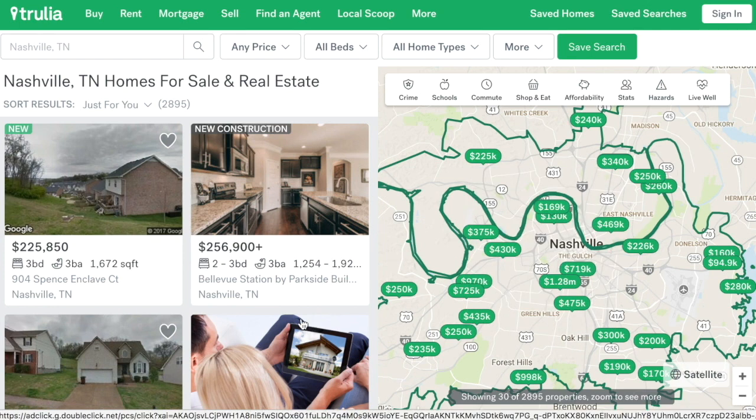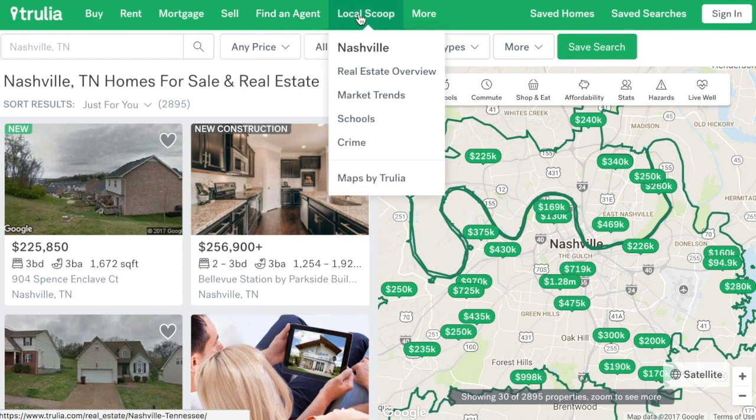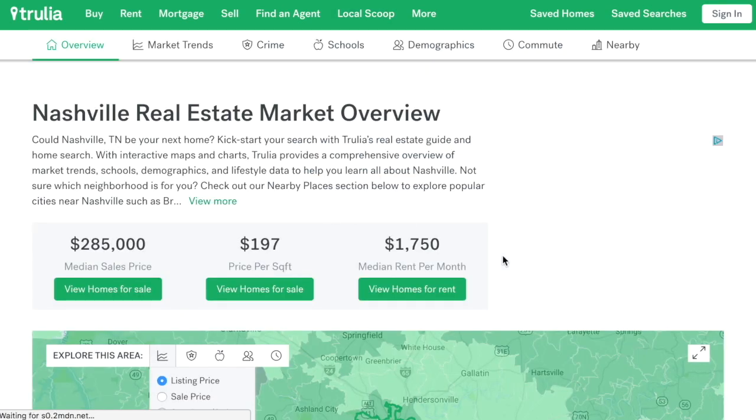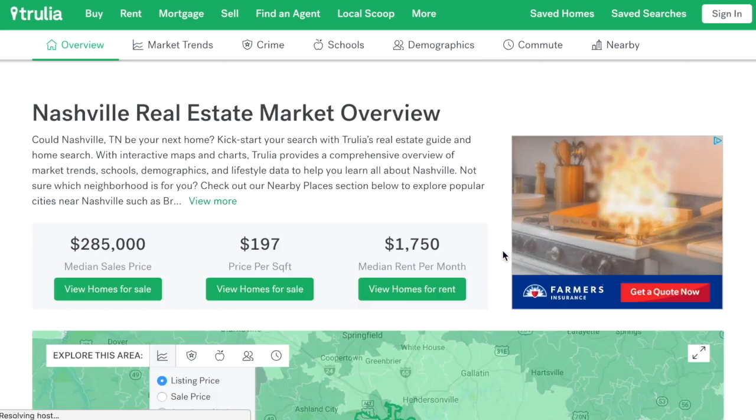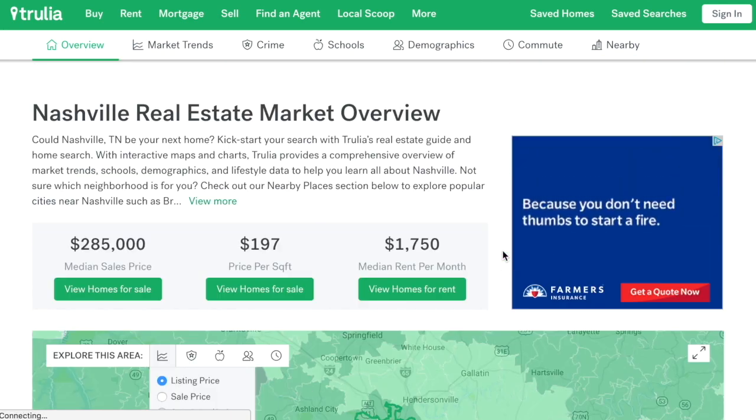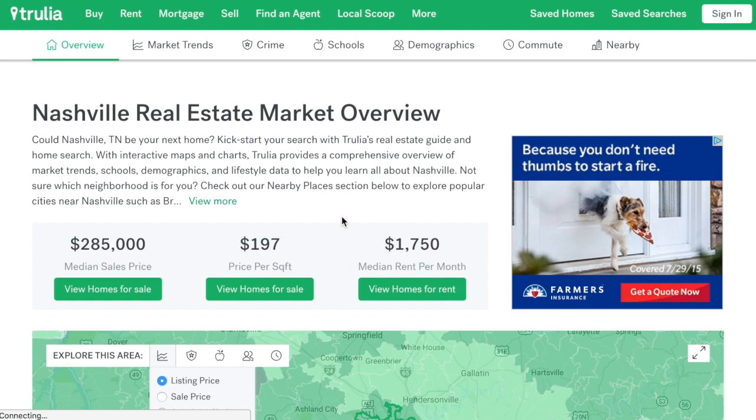But for now, let's not worry about any of that. What I want you to do though is go up here under this Local Scoop. And again, you can see Real Estate Overview. So let me click on that. And this gives you some really good information about the market. So let's take a look at this tab first, and then there's another one, Market Trends, as well. So let's look at this one here.